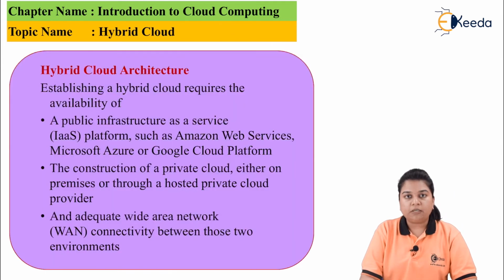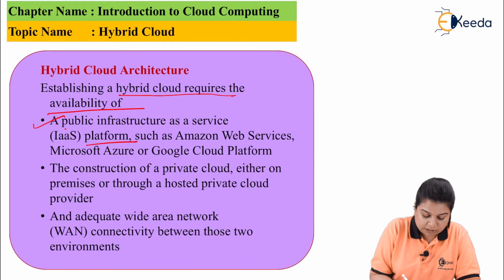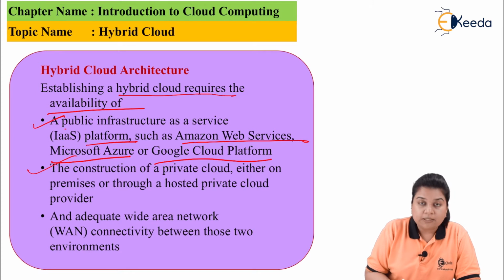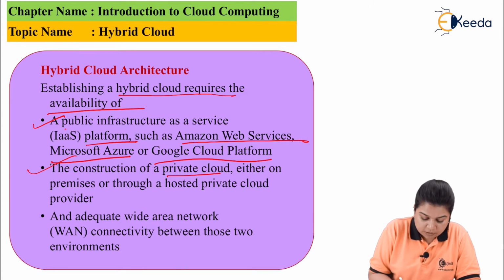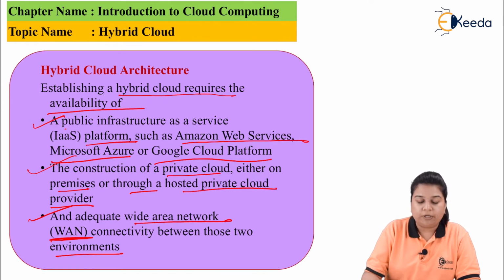Next is hybrid cloud architecture. Establishing a hybrid cloud requires availability of a public infrastructure as a service platform such as Amazon Web Services, Microsoft Azure or another cloud computing platform. Second point is the construction of a private cloud either on premises or through a hosted private cloud provider. Next is adequate wide area network, that is WAN, connectivity between those two environments.